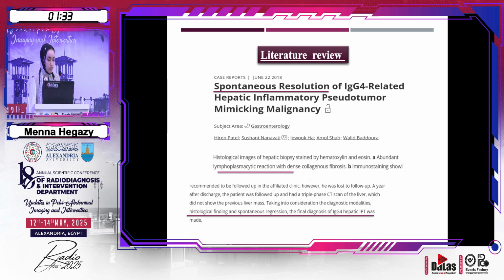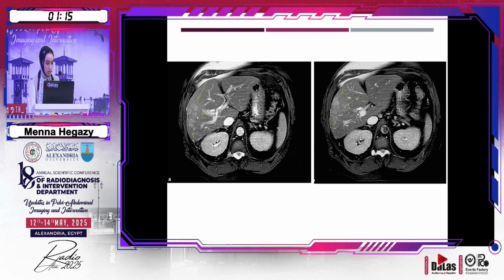Looking at the literature review, we can see a case report in 2018, a similar case, a spontaneous resolution of IgG4-related hepatic inflammatory pseudotumor. At that time, it was a 50-year-old patient presented with epigastric pain. The diagnosis was chronic pancreatitis. Yet CT study was requested, which revealed a focal hepatic lesion at the right lobe of the liver.